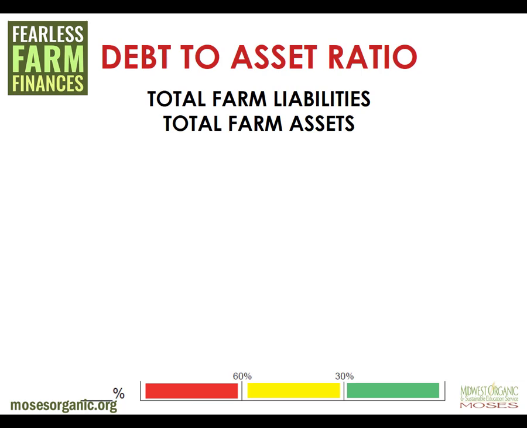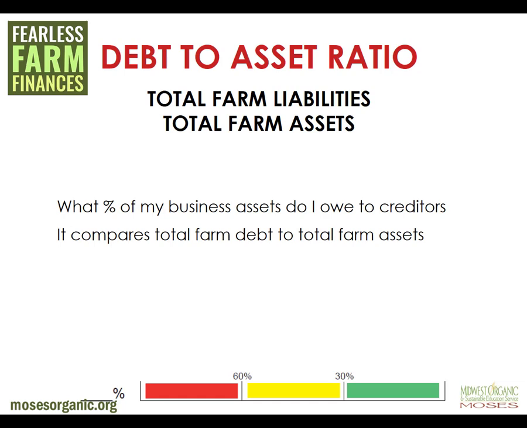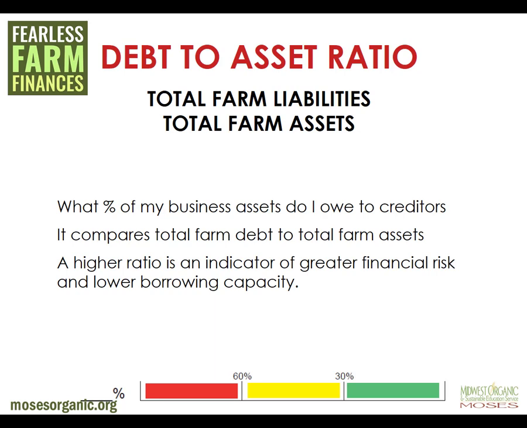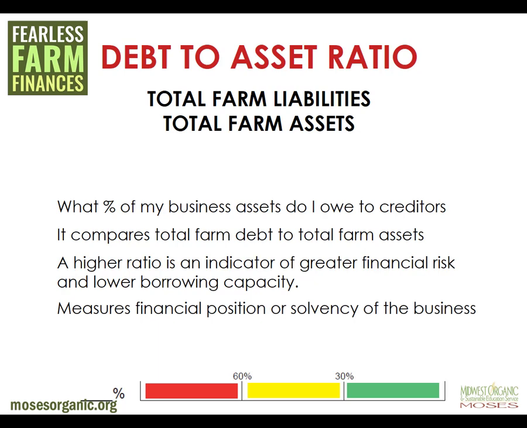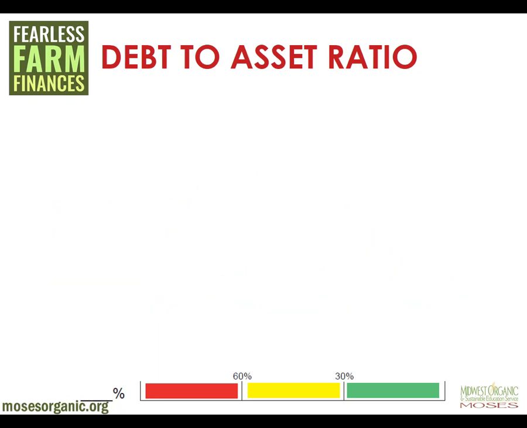So under solvency is our debt to asset ratio, and this is taking our total farm liabilities divided by our total farm assets. So essentially, what we're saying is, what percent of my business assets do I owe to creditors? So you could probably imagine this is one that the bank is going to keep a close tab on, and you should too. So it compares the total farm debt to the total farm assets, and a higher ratio is an indicator of greater financial risk and lower borrowing capacity, because you own less of the business. So it measures the financial position or solvency of the business.